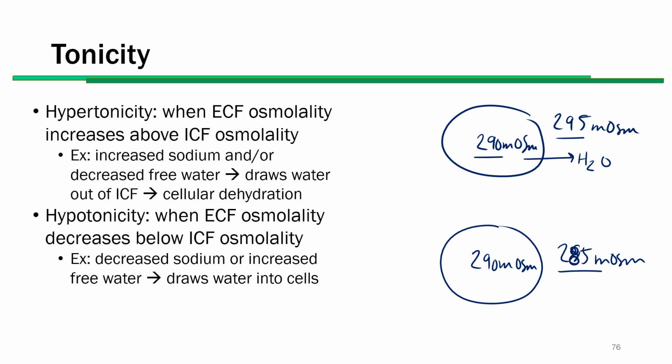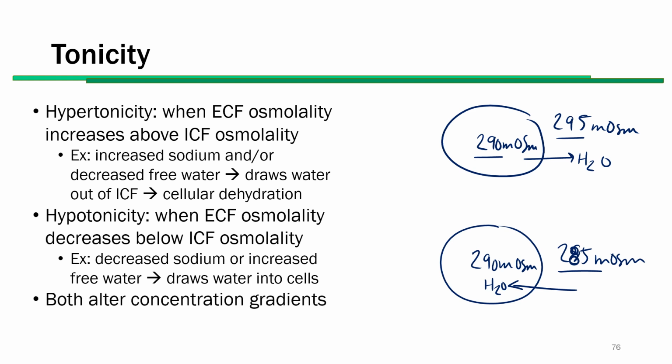And in that case, water is going to get pulled into the cells because the cell is more concentrated with solutes, so the water is going to move into the cells. Unfortunately, that can swell up the cells. Both of these alter the concentration gradients because water is moving, it's going to dilute either the extracellular fluid or the intracellular fluid, and that's going to alter the concentration gradient. If you alter the concentration gradient, you can alter your membrane gradients as far as your action potentials and your enzyme functions.